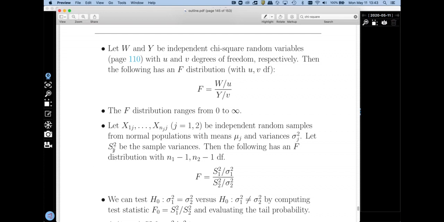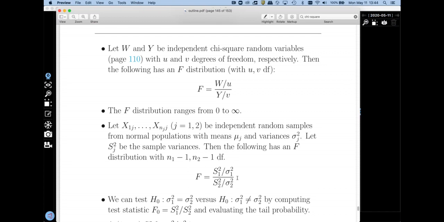I'll just add a subscript. So s squared sub j is going to be the sample variance from population j, where j is 1 or 2. So the following has an F distribution. If I divide the sample variance by the population variance for population 1, and I do the same thing for population 2, this has an F statistic.